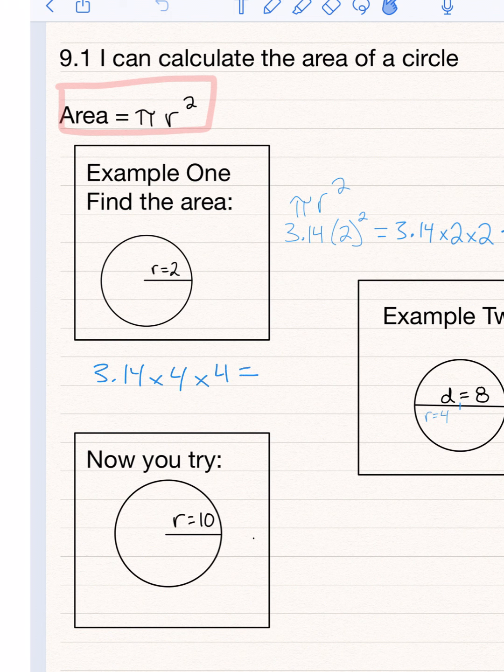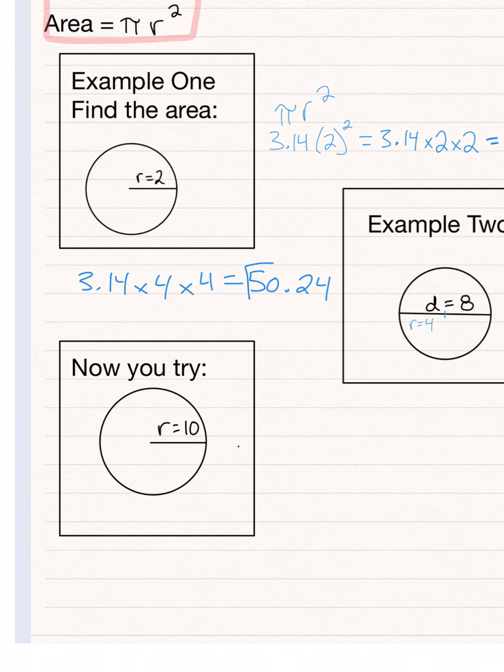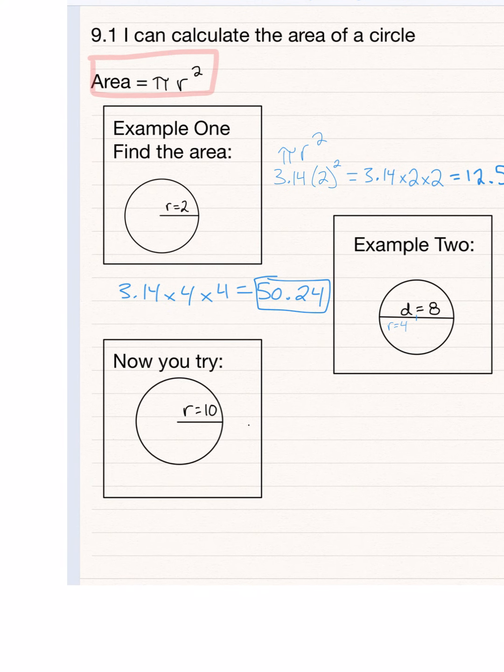All right, if we type that into our calculators, we get 50.24, 50 and 24 hundredths. Again, that would be units squared. All right, I want you to pause the video quick and try this last one on your own. And after you play it back, I will give you the answer.